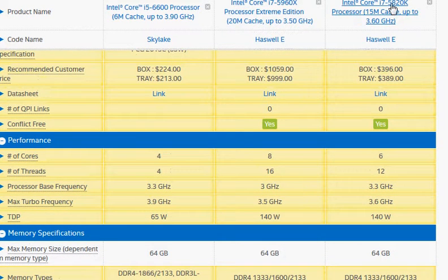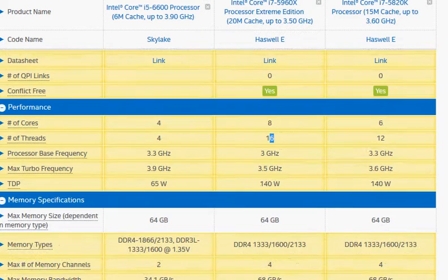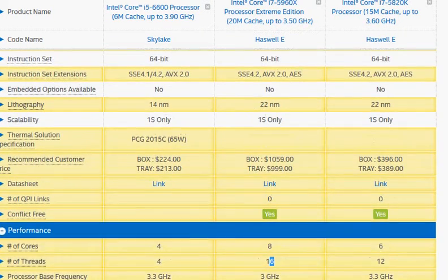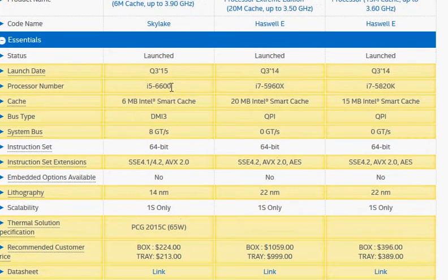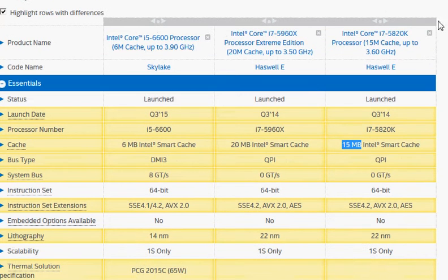The third processor we were considering was the 5820K, which has 6 cores and 12 threads compared to 8 cores and 16 threads in the 5960X. One more thing is the cache memory: 6 MB versus 20 MB in Haswell-E 5960X and 15 MB in the Haswell-E 5820K.